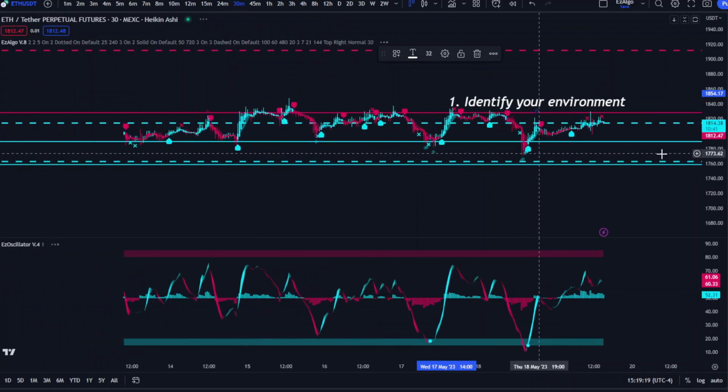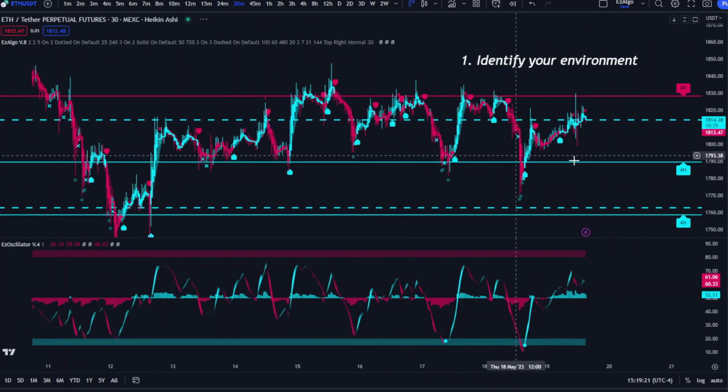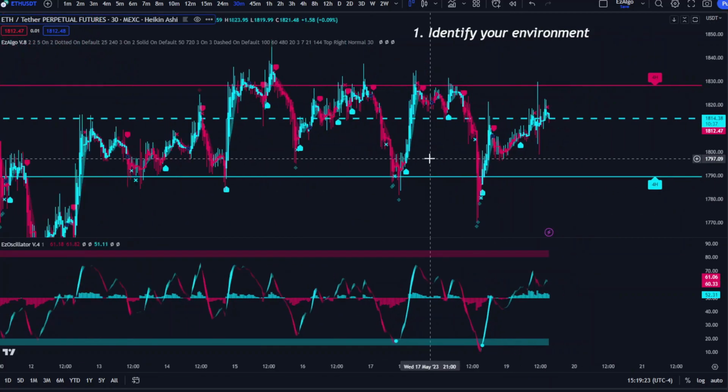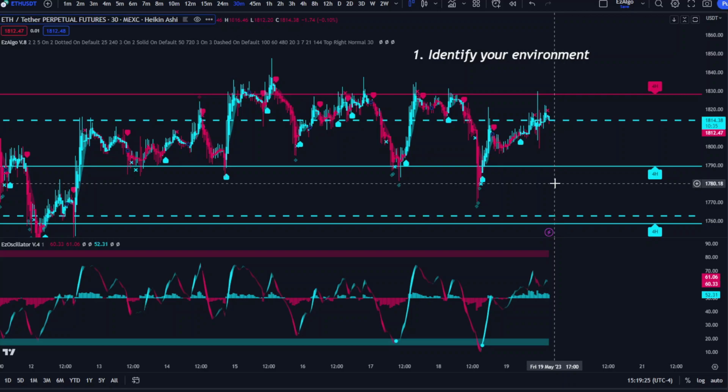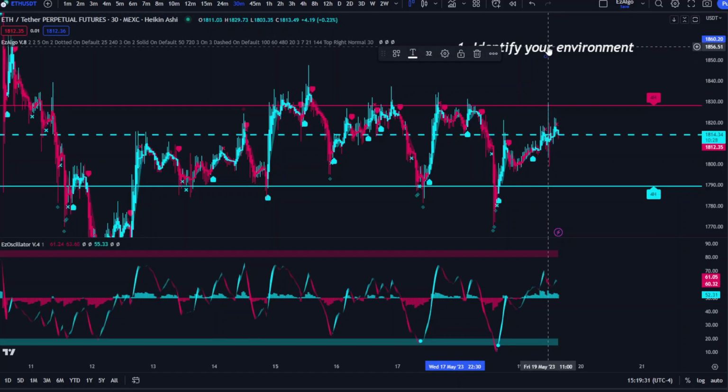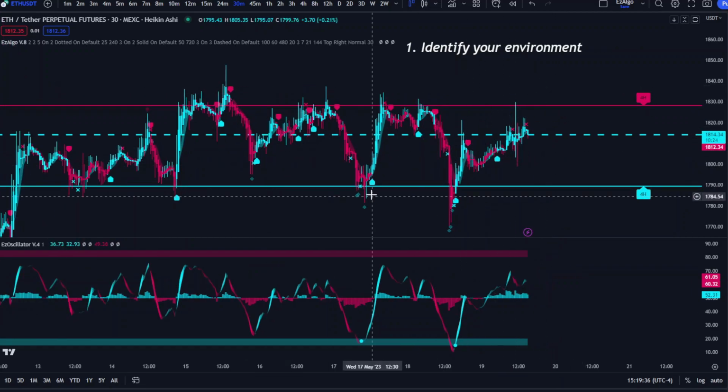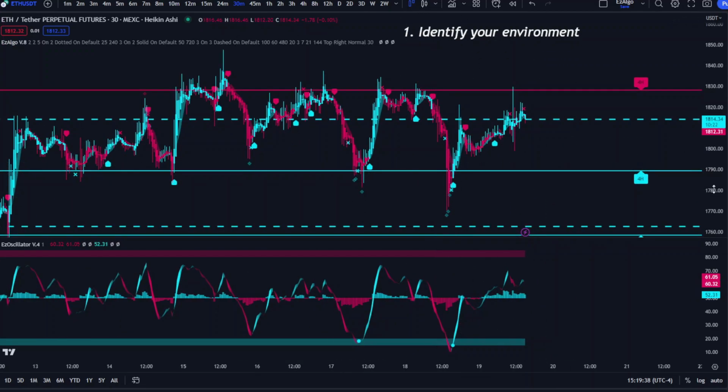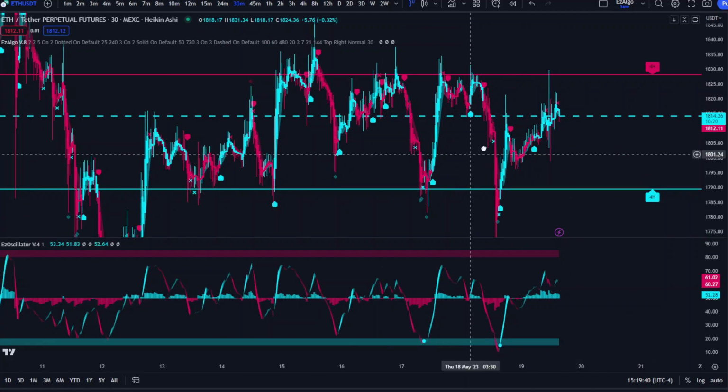So buy and sells are both valid here on the 30-minute time frame. And I'm using the EzAlgo multi-time frame support and resistance levels to enter and exit. So that's also part of rule 1, right? Identifying your environment. Only take buys if price is at a key support level, and only take sells if price is at a key resistance level.